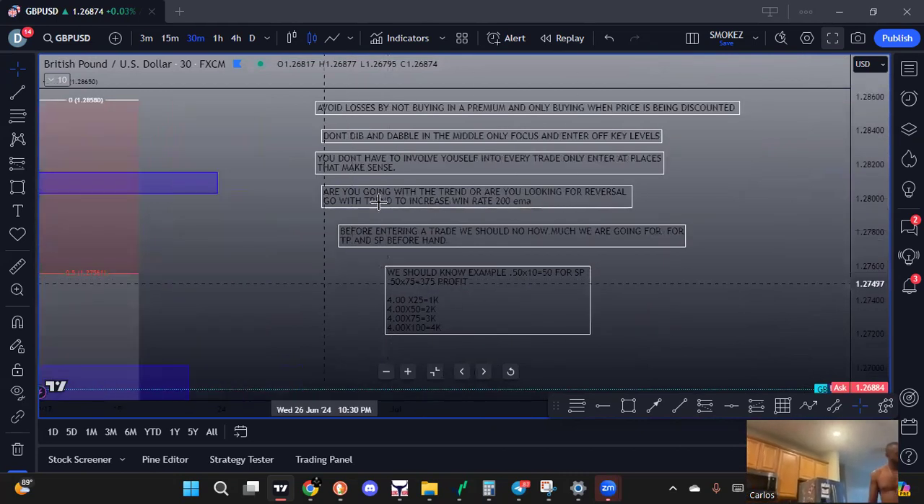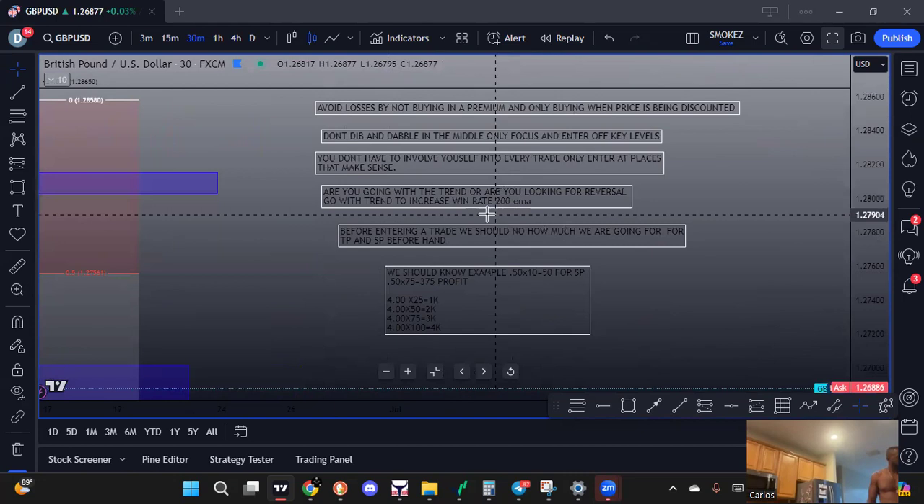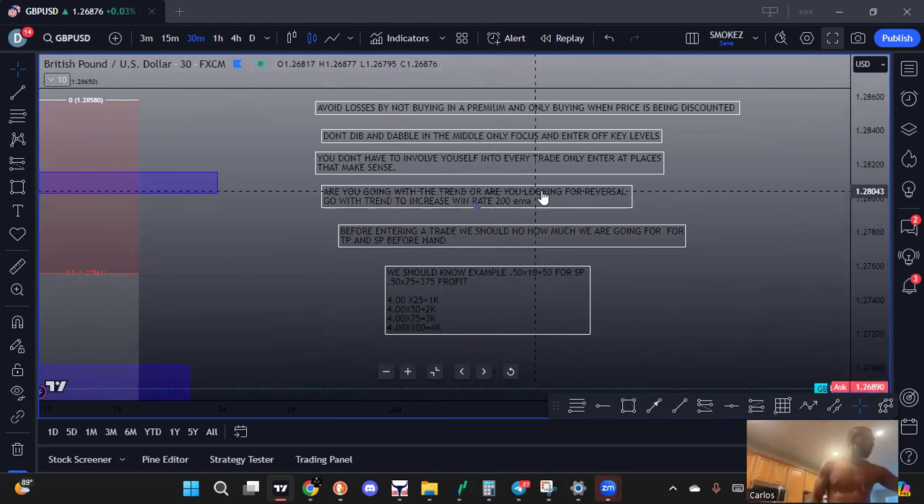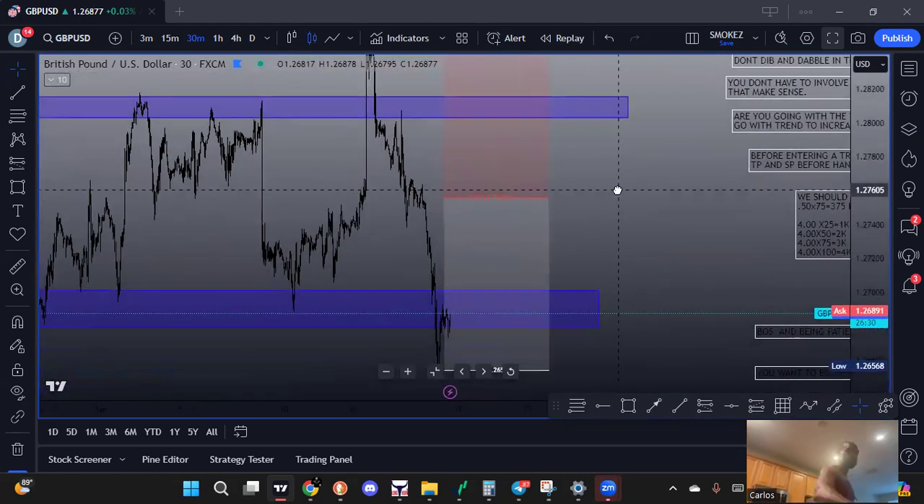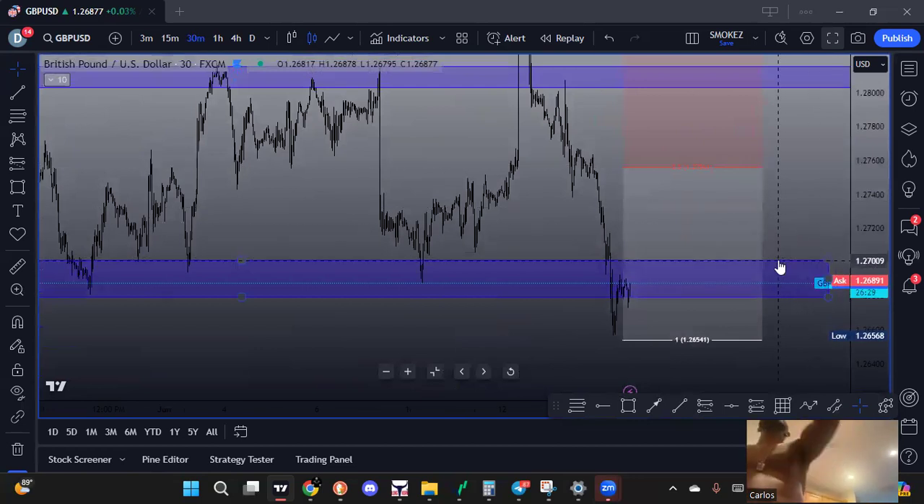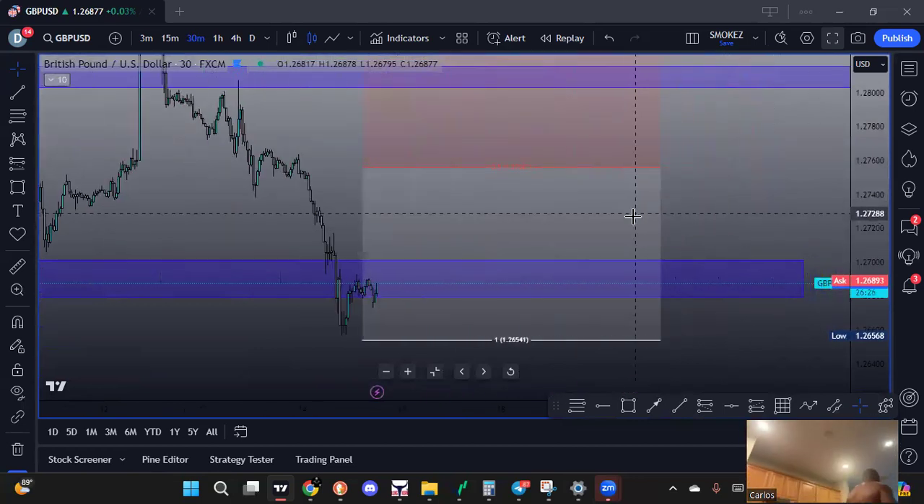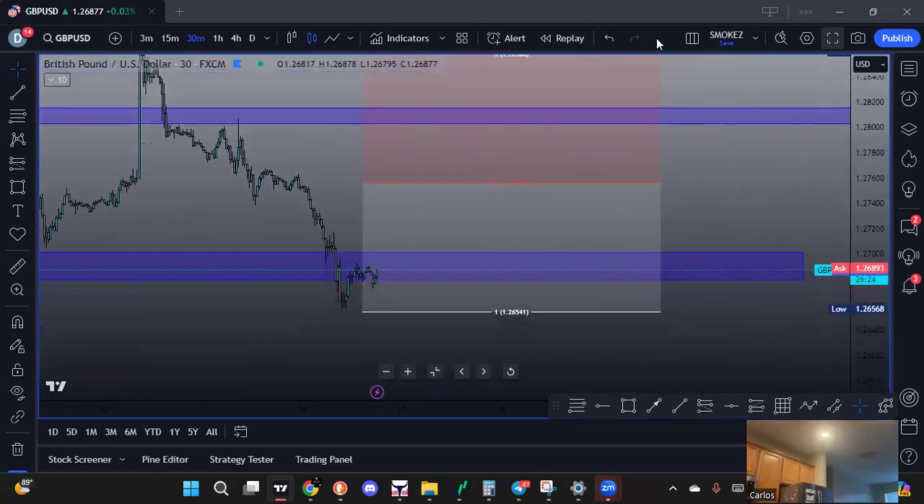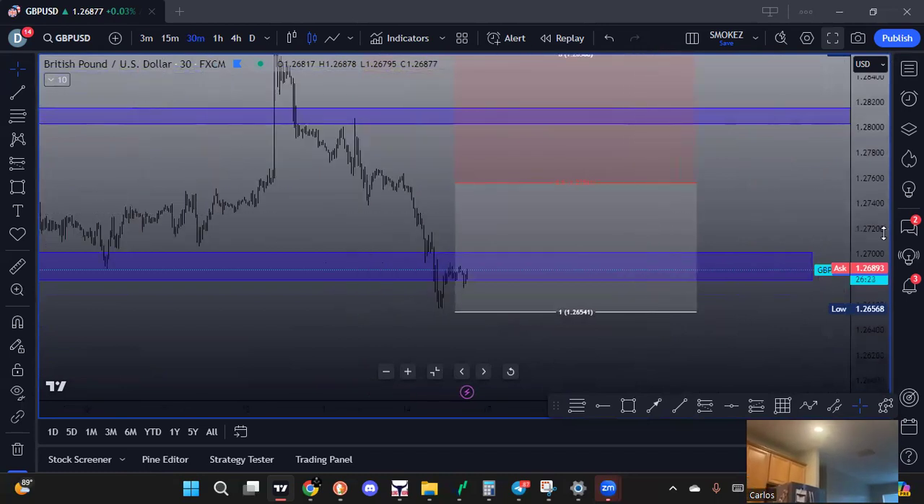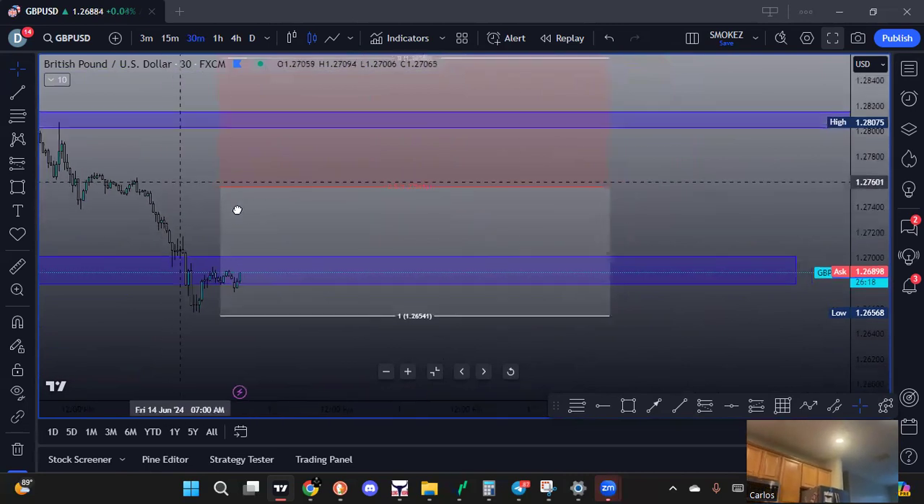Another thing, going with the trend. That's what we were talking about earlier. Are we going with the trend, or are you looking for reversals? And if you are not going with the trend, why are you not going with the trend? The trend is your friend. You don't want to be enemies with it. So keep that in mind.